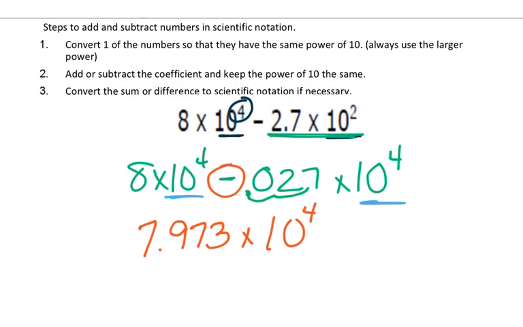All right, let's check and make sure that it's in scientific notation. This is between 1 and 10. 7.973 is between 1 and 10. It has a multiplication sign and a power of 10, so our answer is correct.